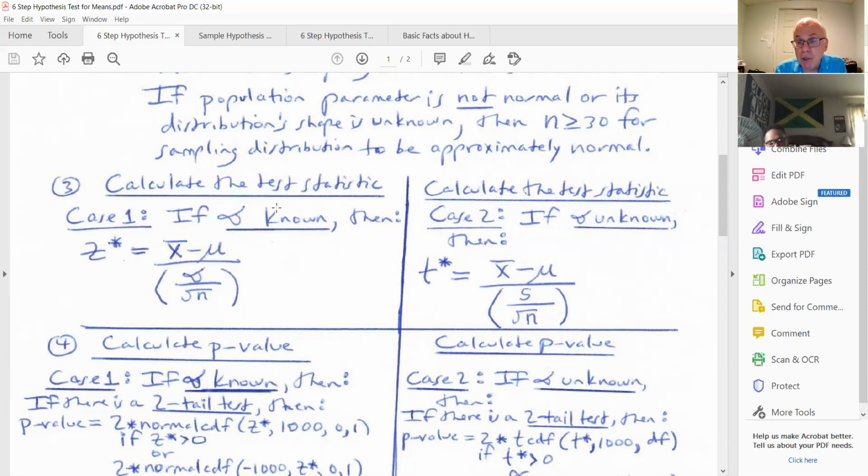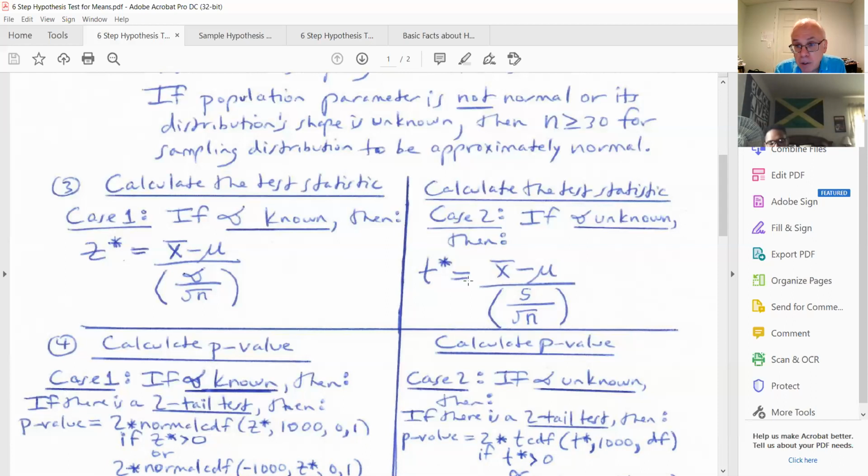Now, if sigma is unknown, and this is the typical case, then we have to replace the sigma with s. And when we do that, we've now calculated a t statistic. Right? The numerator is exactly the same. The denominator is just s, the sample standard deviation. Now, the s is referring to the sample standard deviation for that one sample that you have.